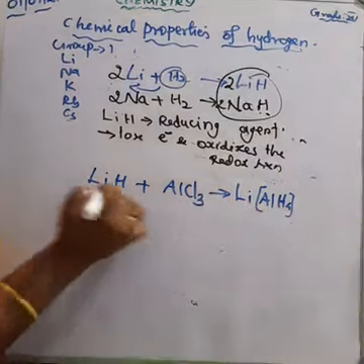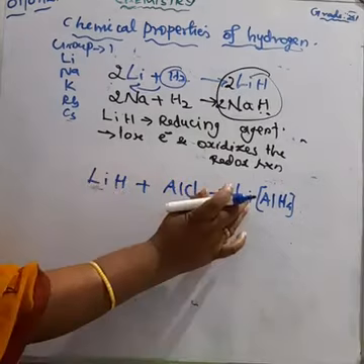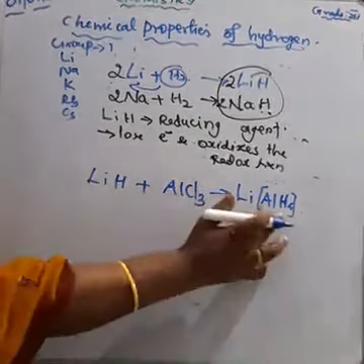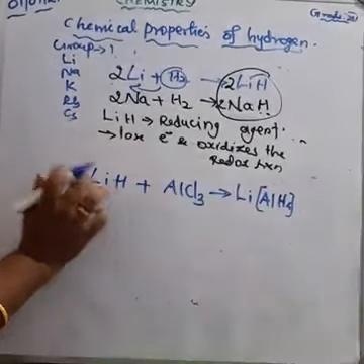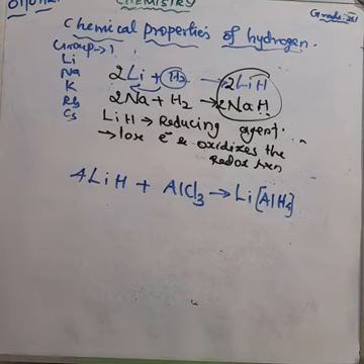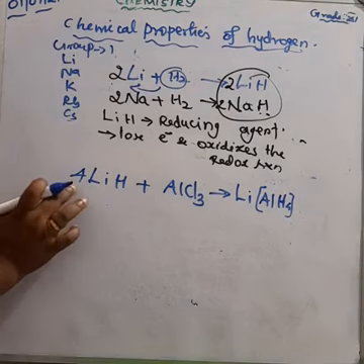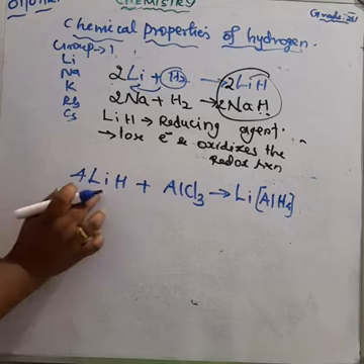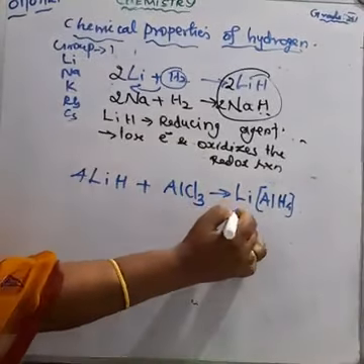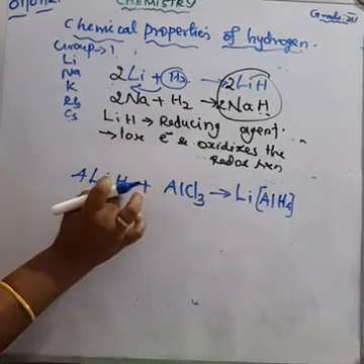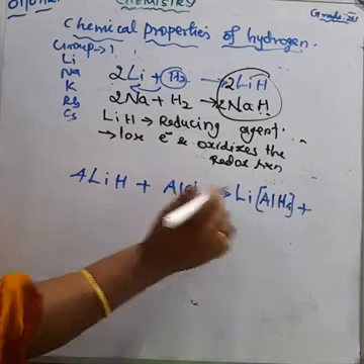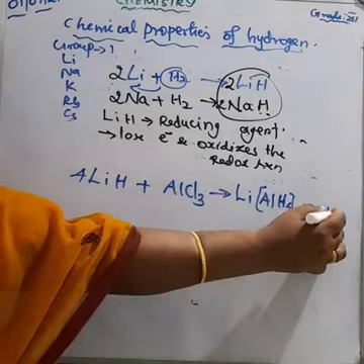Here only one lithium, here also only one lithium. Aluminium here one, here also one aluminium. But hydrogen here is 4, but here only one hydrogen, so we have to make it 4 hydrogen. So 4 lithium hydride we are taking here. From that, 1 lithium forms the lithium aluminium hydride. The remaining 3 lithium atoms combine with the 3 chlorine atoms to form lithium chloride.